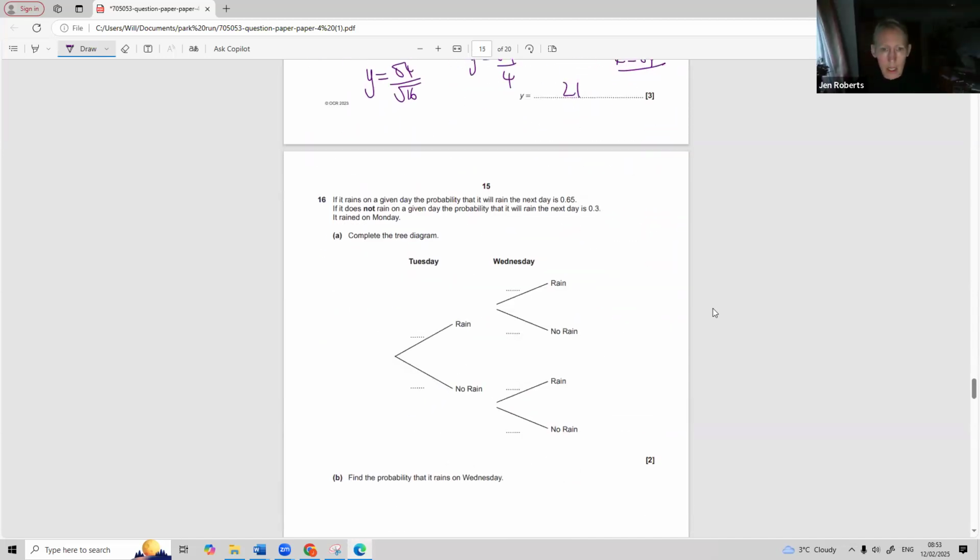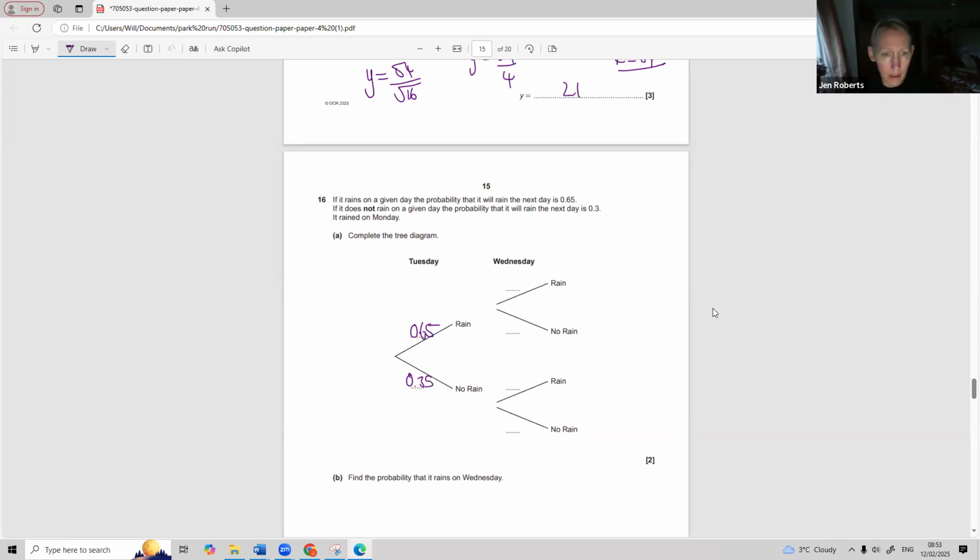If it rains on a given day, the probability it will rain on the next day is 0.65. If it does not rain on a given day, the probability that it will rain the next day is 0.3. It rained on Monday. Okay, so because we're looking at our Tuesday now, probability it will rain on Tuesday 0.65. Subtract that from 1, 0.35 here.